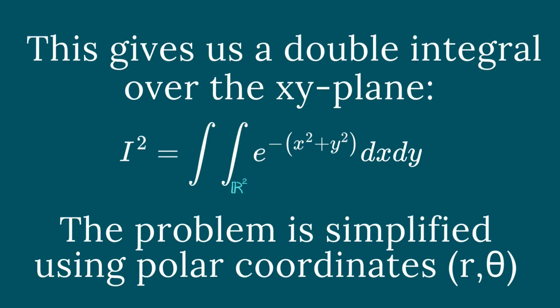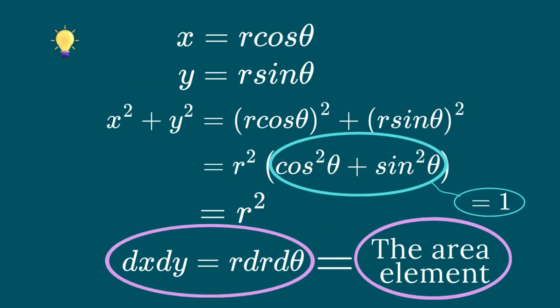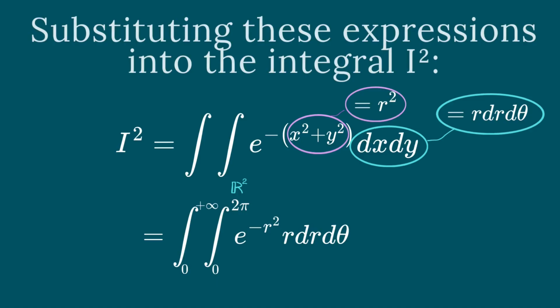Evaluating this integral in Cartesian coordinates x and y is difficult. To make it easier, we switch to polar coordinates. We set x equals r cosine theta and y equals r sine theta. Then x squared plus y squared equals r squared, and the area element dx dy becomes r dr d theta. Substituting these into the integral gives I squared equals the integral from 0 to 2 pi of the integral from 0 to infinity of e to the power of minus r squared r dr d theta.